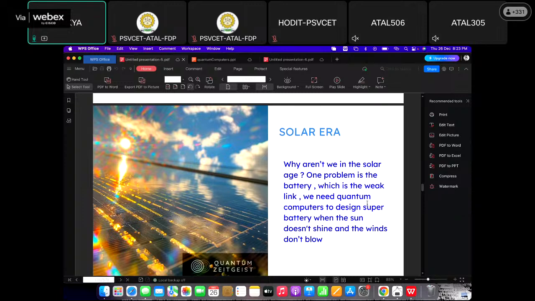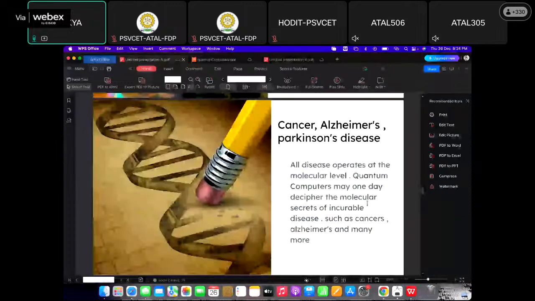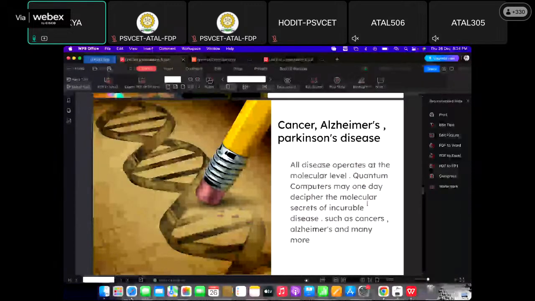Nowadays, people are facing too many problems with cancer, Alzheimer's, Parkinson's. These are diseases where you can't find the medicine, right? All these diseases operate at the molecular level. Quantum computers may one day decipher the molecular secrets of incurable diseases, such as cancers, Alzheimer's, and many more.